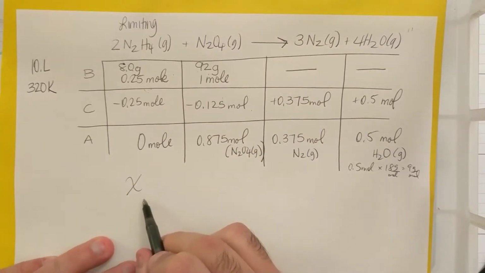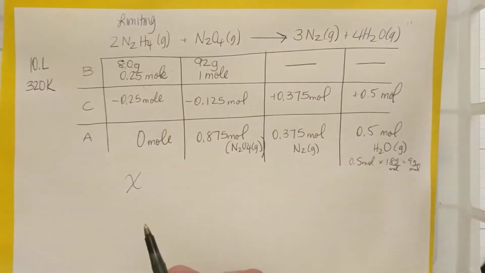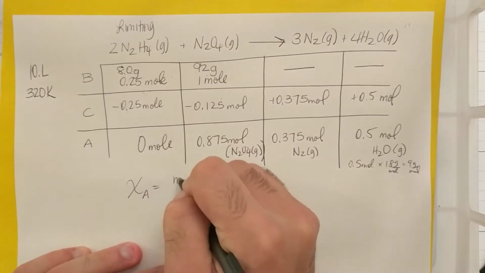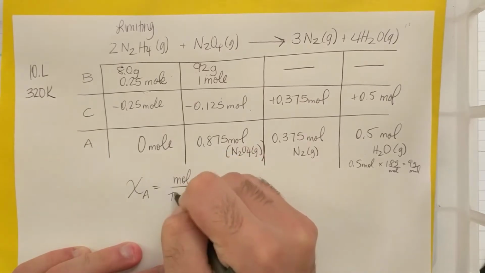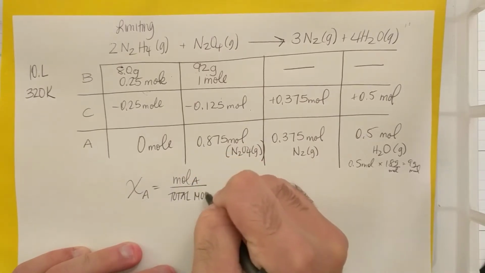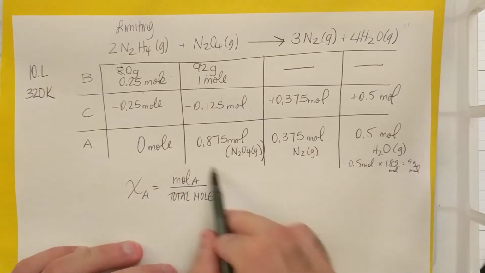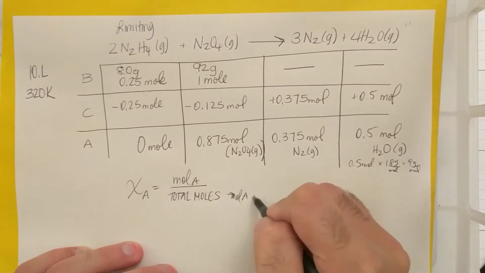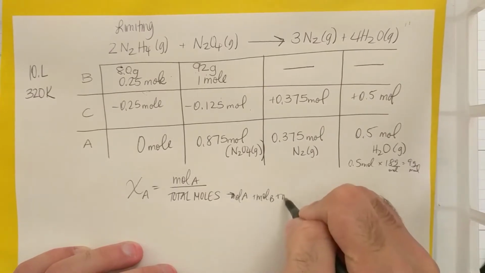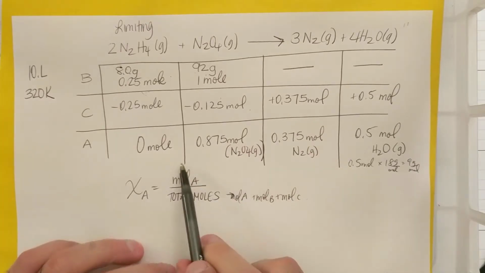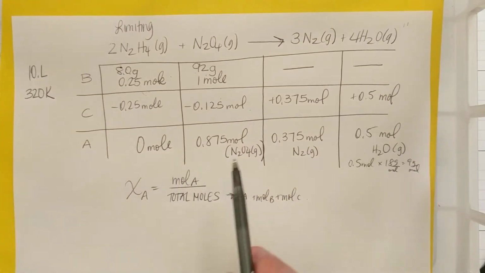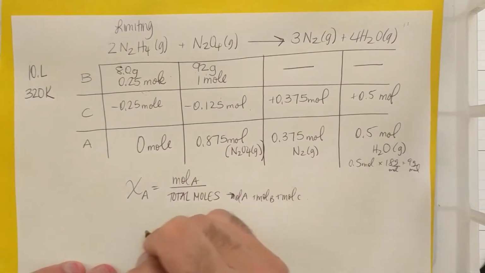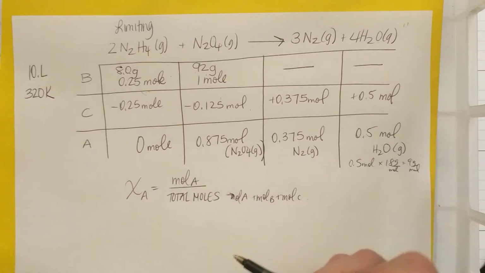Mole fraction is represented with this letter X, or chi, a Greek letter. So, let's say I'm talking about the mole fraction of A: it is moles of A over the total moles. Moles of A is whatever A is, and total moles, if I had 3 substances, would be moles of A plus moles of B plus moles of C. At the end of this reaction, we have 3 different substances with 3 different amounts of moles. I'm going to add these 3 up to get my total moles, and then do the mole fraction of each of them. I'll show you how I would do that.